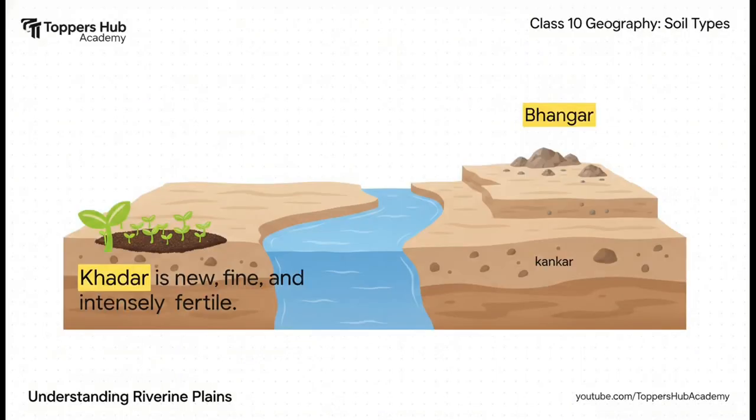Now, for your exams, you absolutely have to remember the difference between the two ages of alluvial soil. Khadar is the new alluvial soil, mostly found down in the lower floodplains. It gets replenished every single year, has super fine particles, and is intensely fertile. Bangar, on the other hand, is the older alluvial soil found higher up on the terraces. It's less fertile and is full of these hard calcareous nodules that locals call kankar.